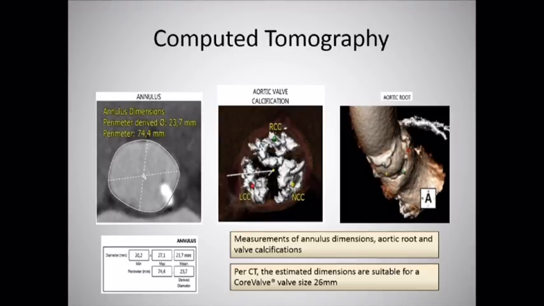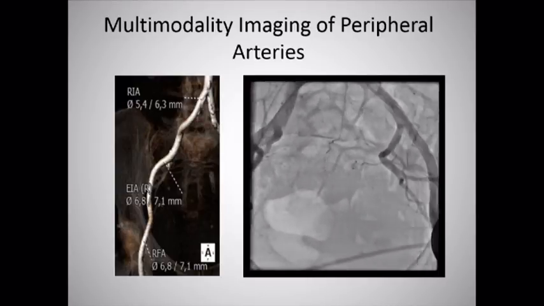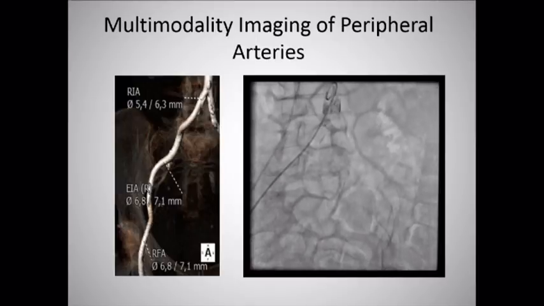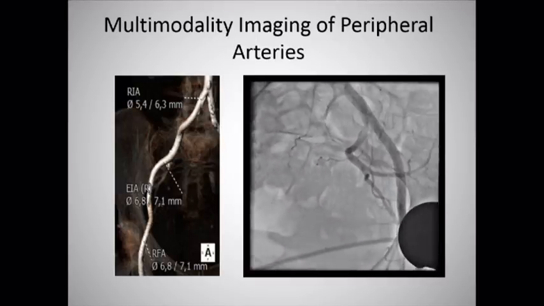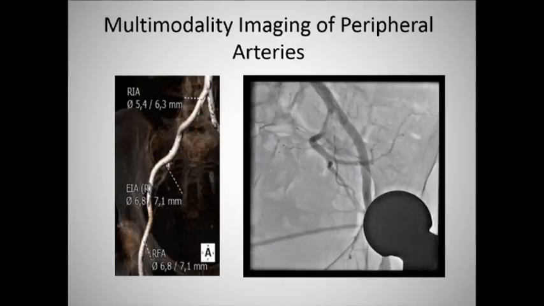First of all, the annulus, the size, the dimensions. You can see the aortic valve calcification and the different cusps, and the anatomy and the size of the aortic root. In this case, the diameter was estimated at 23.7 millimeters, and the perimeter 74.4, all suitable with a CoreValve device size 26 millimeters. We also used the CT to show the peripheral arteries as we have done in the angiography. We showed the femoral and the iliac arteries, and as you can see, there are no significant stenosis.